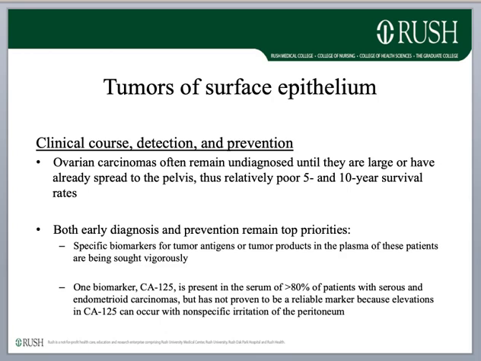There is one biomarker, CA125, that is present in more than 80% of patients and may be useful in following recurrent disease, but it's not a reliable marker, just as all of the other serum tumor markers that we've looked at, because it can be elevated in non-specific, non-neoplastic conditions that involve the peritoneum.